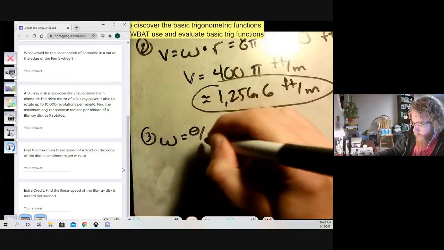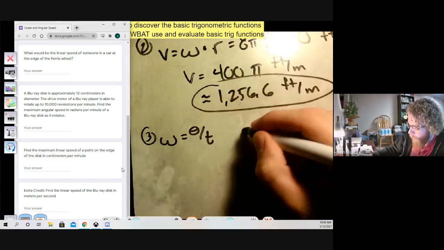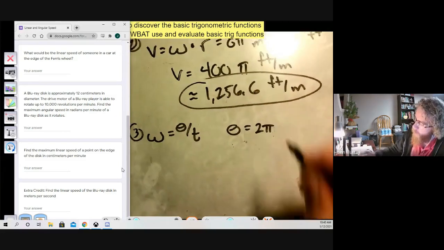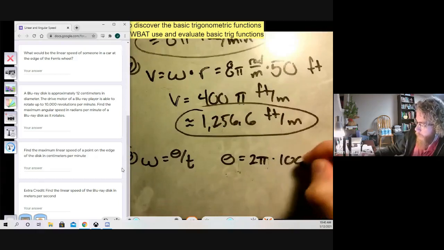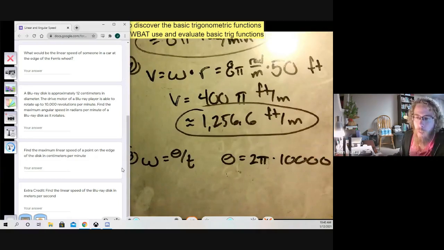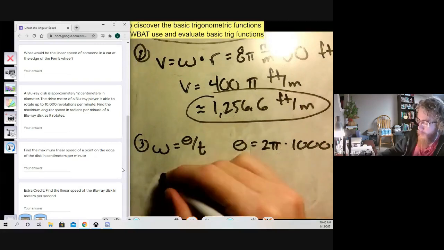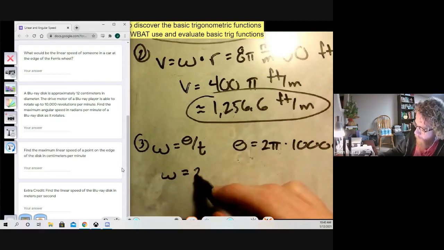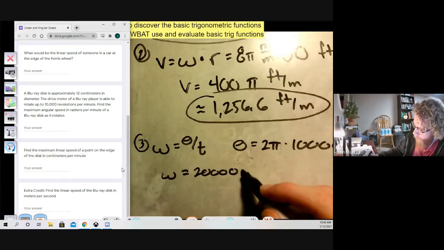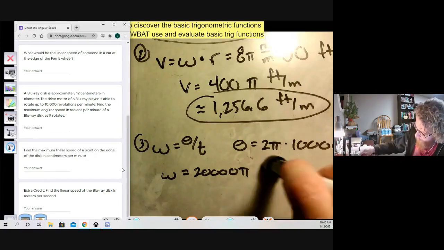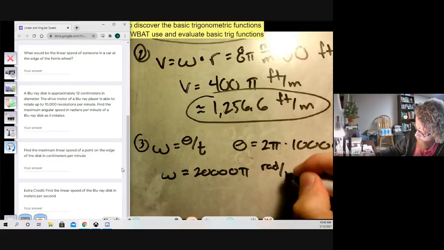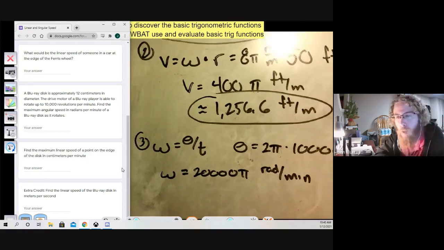Right, so again, we're just going to use our basic angular speed. Now we're making 1 rotation, and we're doing that 10,000 times per minute. So we're going to have a very large angular speed of 20,000 pi radians per minute. This is pretty fast, right? But that's how DVDs and Blu-rays work.